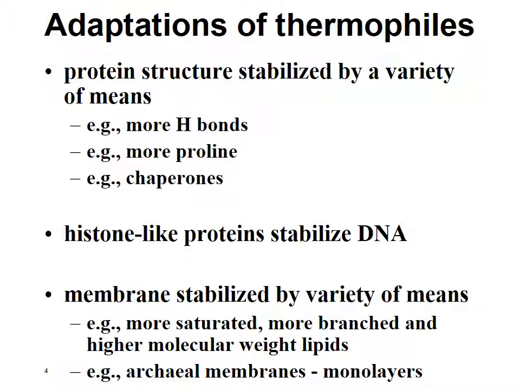Thermophile membrane lipids are also quite temperature stable. They tend to be more saturated, more branched, and of higher molecular weight. And this results in an increase in the melting point of the membrane lipids. You might recall that archaeal thermophiles tend to have membrane lipids with ether linkages, and this protects the lipids from hydrolysis at high temperatures. And you might also recall that sometimes archaeal lipids actually span the membrane to form a rigid, stable monolayer rather than the typical bilayer.